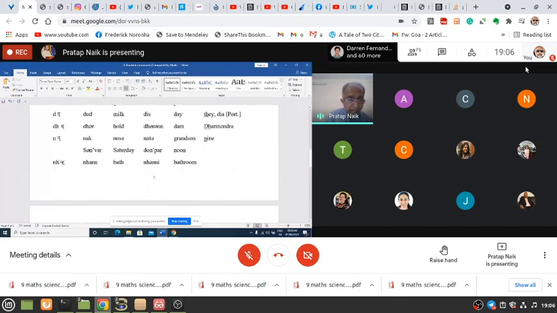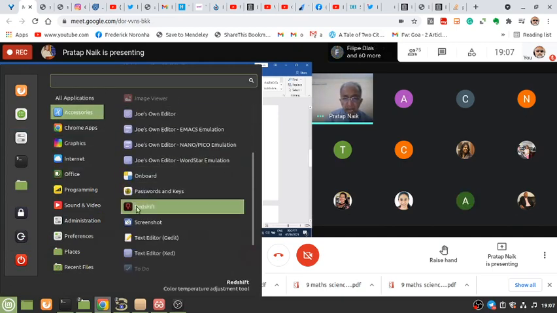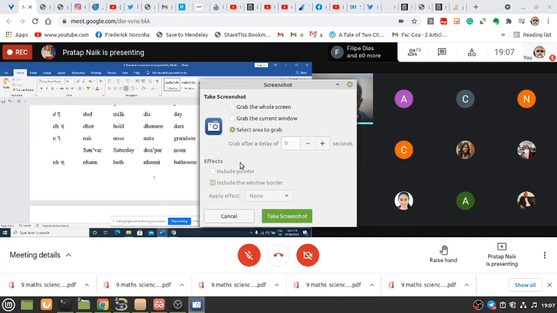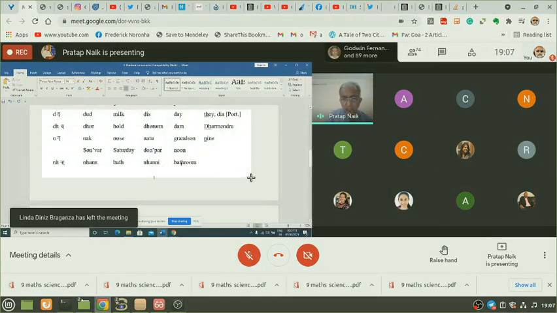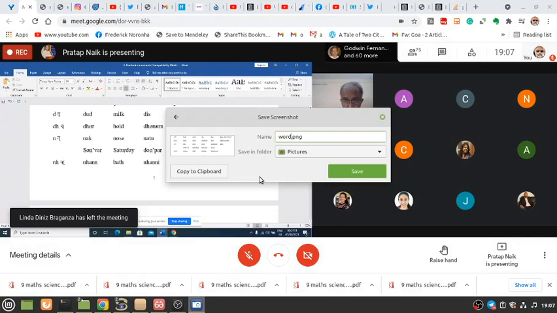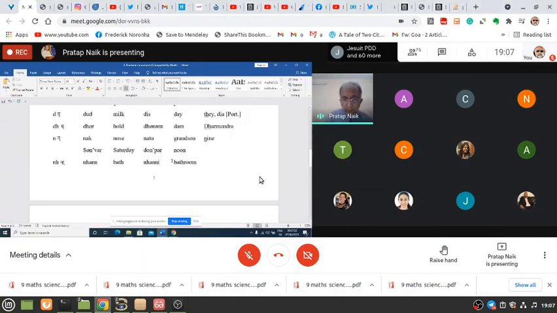For N, there is an aspirate sound in Konkani. Devanagari also doesn't have a symbol, and Roman also doesn't have a symbol. We write NH. Nan, bath as a noun. Nani, bathroom, in the sense that the place where you have a bath is the bathroom for us.